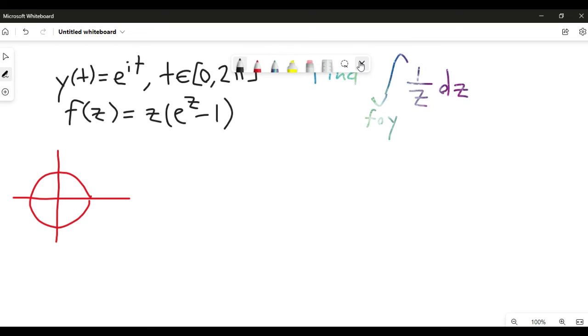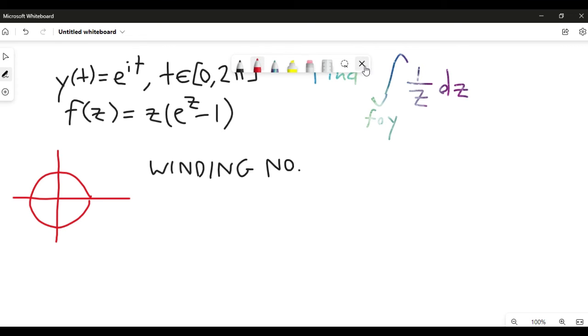Now, I don't know exactly what the image of that curve is going to be, but I claim that we can use something called the winding number to figure out what this integral is going to be. So what does this mean? The winding number of a function f along a curve, in this case gamma, is the number of times that that function f traverses the origin.